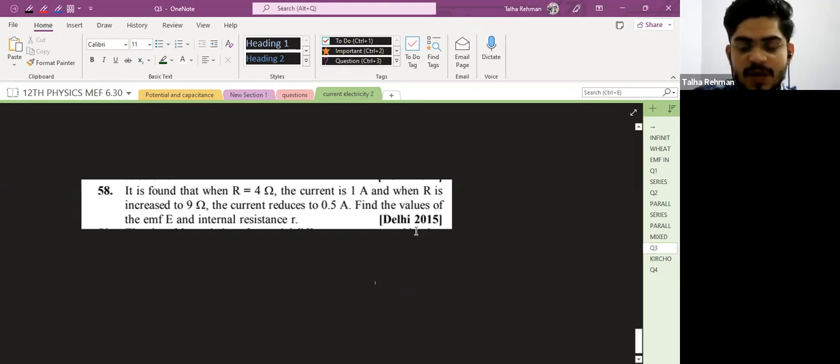This question was asked in 2015. It is found that when resistance R is equal to 4 ohm, the current is 1 ampere, and when R is increased to 9 ohm, the current reduces to 0.5 ampere. Find the values of EMF E and the internal resistance. We have to find the value of EMF and the internal resistance.